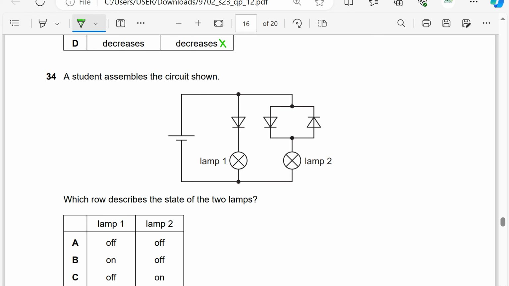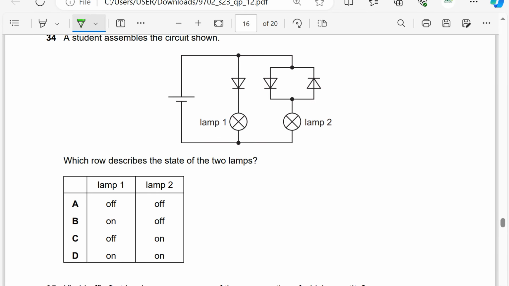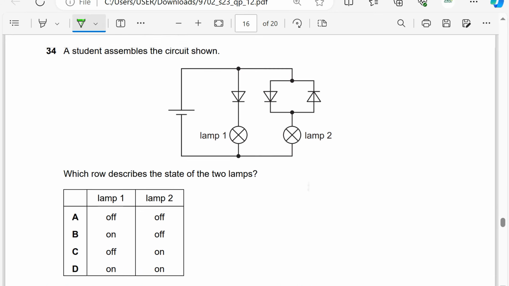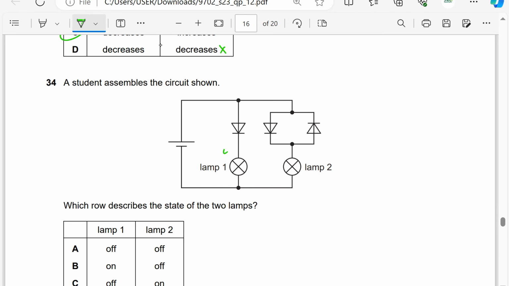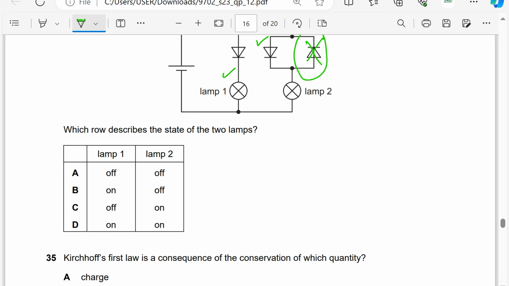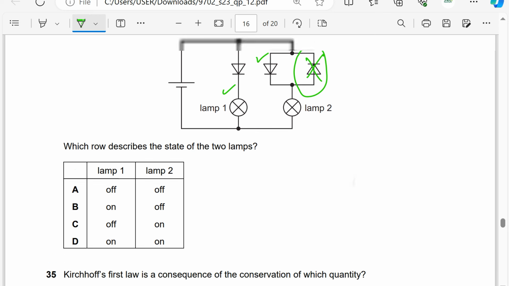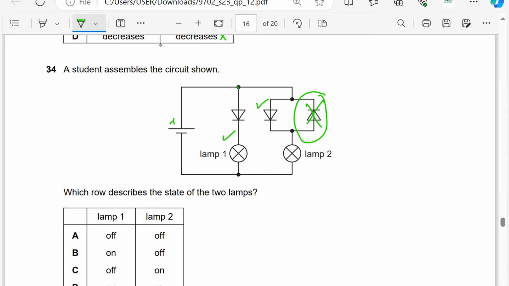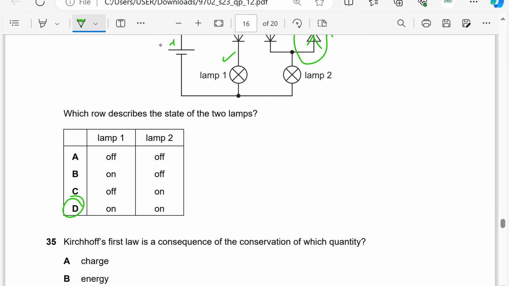A student assembles the circuit shown. Which row describes the state of the two lamps? Of course, this is a diode which conducts in one direction, so lamp 1 will always light because there is current flowing through that diode. Lamp 2: this diode is not going to conduct because it is the other way around, but this diode is going to conduct, so lamp 2 will also light. So both lamps will always be on because even though this diode is not conducting, this diode is conducting, since current flows from positive, enters from this junction, and takes this route rather than this one. So the two lamps are always on, so the answer is D.